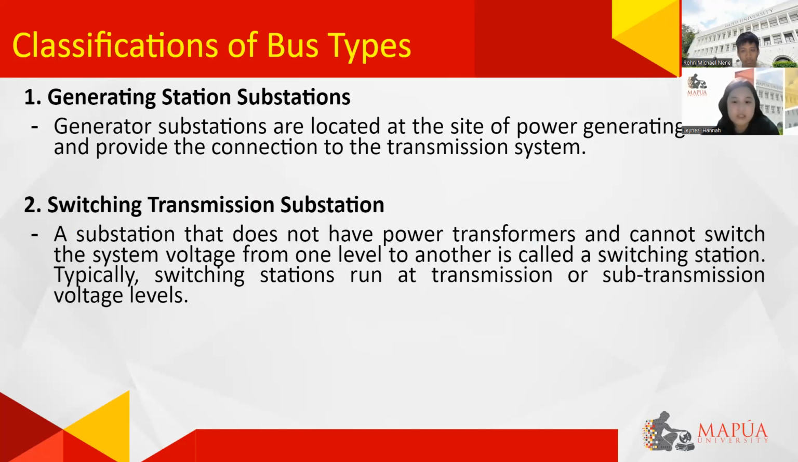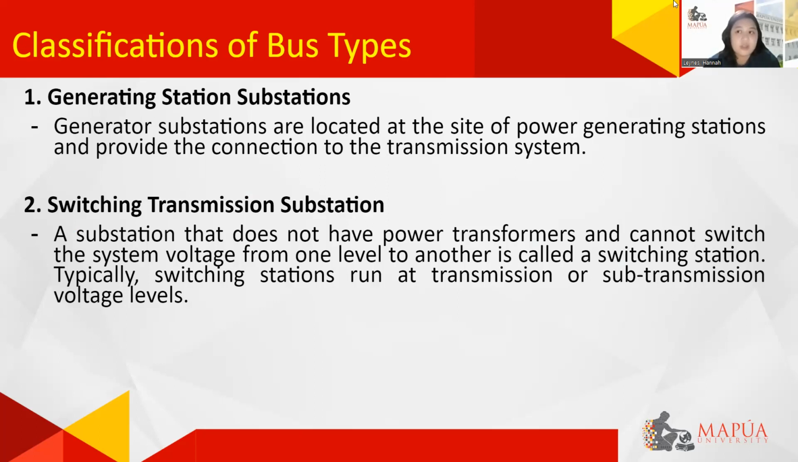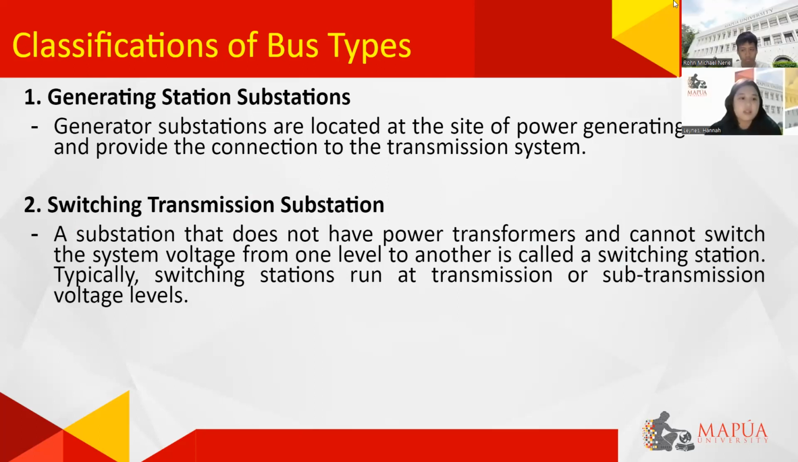So first is the generating station substations. Generator substations are located at the site of the power generating stations and provide the connection to the transmission system. Then the switching transmission substation, a substation that does not have power transformers and cannot switch the system voltage from one level to another, is called a switching station. Typically, switching stations run at transmission or sub-transmission voltage levels.